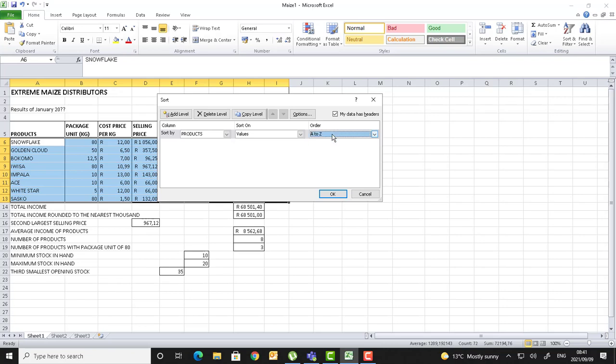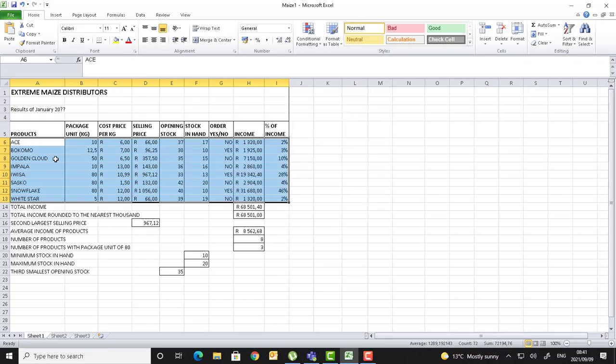You'll find it in the test. Maybe they can even ask you in ascending order. Remember, you have to change here. These are the two things that you change: the column that you're sorting by and the order. So this one is correct for this instruction. So when I click OK, it will sort everything.